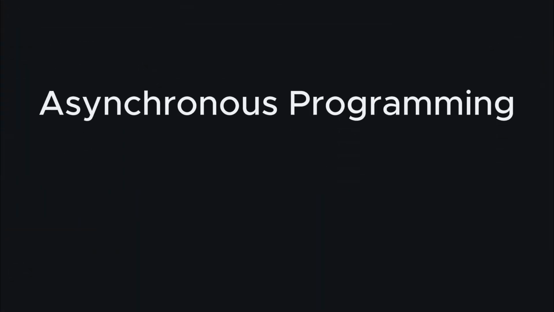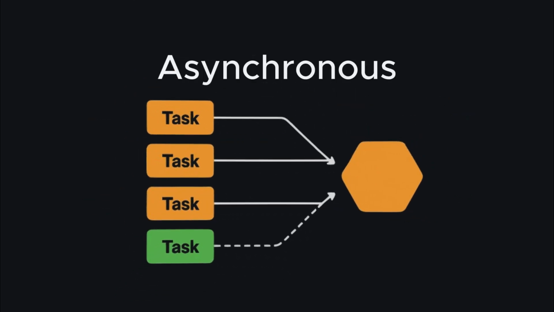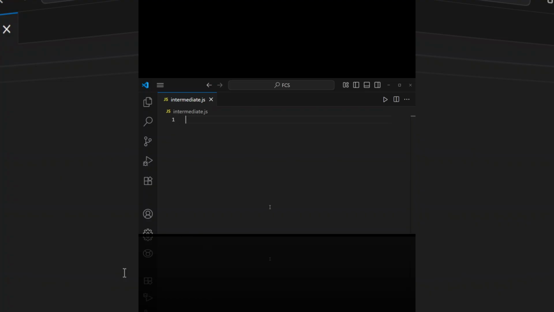Asynchronous programming. JavaScript is single-threaded. Synchronous code blocks execution. Asynchronous code runs concurrently without blocking. Think network requests or timers. The event loop is the magic. It orchestrates the call stack, web APIs, and task queues to handle async operations.